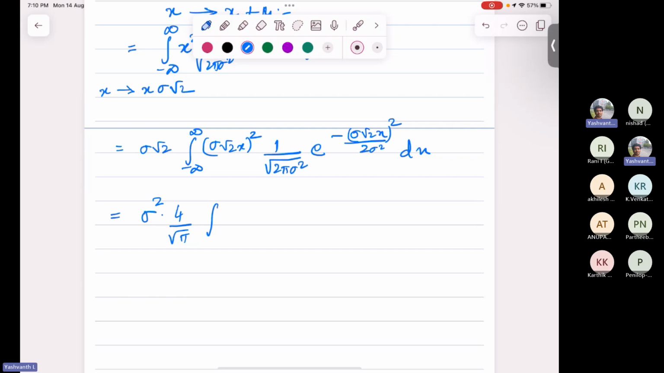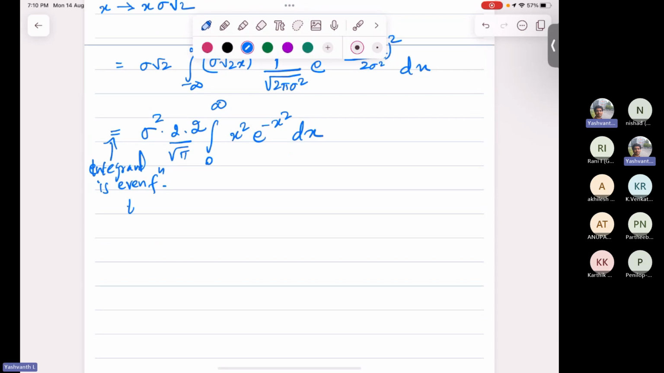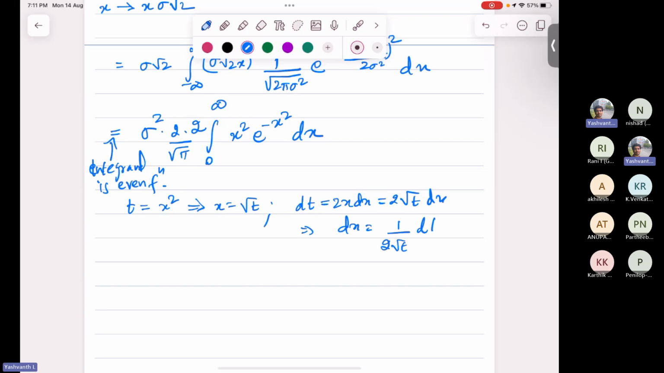This you can simplify and show that this is equal to sigma square into 4 by root pi, integral 0 to infinity, because the integrand is an even function, of x square into e power minus x square dx. Now put t equal to x square, which implies x equals root t, which implies dt equals 2x dx, the same as 2 root t dx. So dx equals 1 by 2 root t dt.